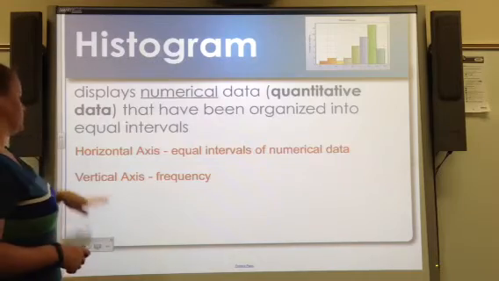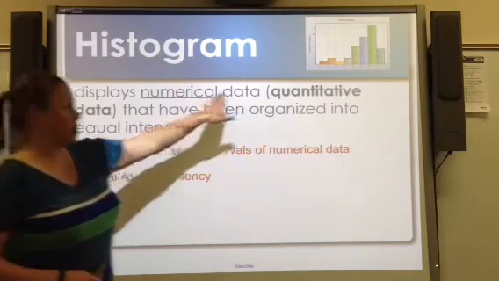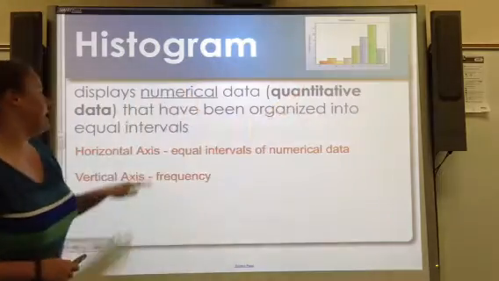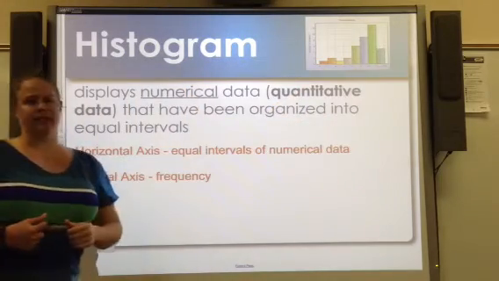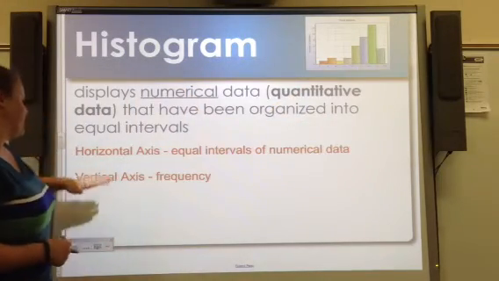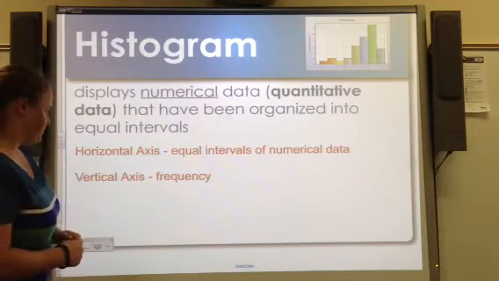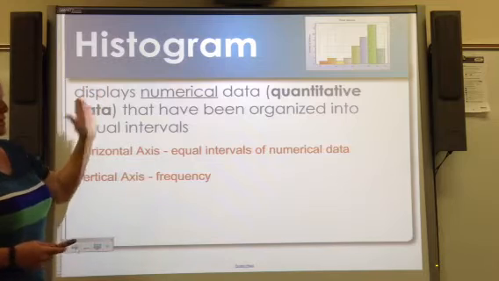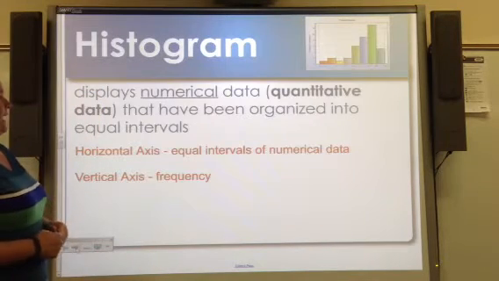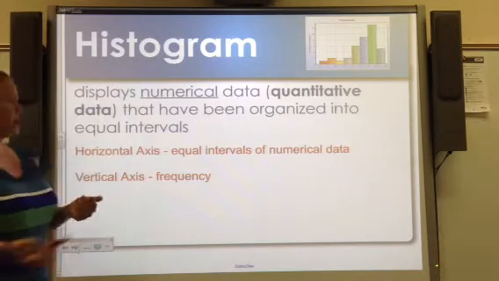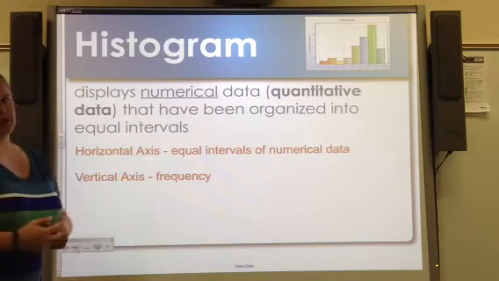So equal intervals. The horizontal axis, again, you're down here. The horizontal axis has equal intervals of the numerical data, and your vertical axis has the frequency of that information. So again, histograms, numerical data, and the key difference between this and a regular bar graph is that it has equal intervals being displayed.